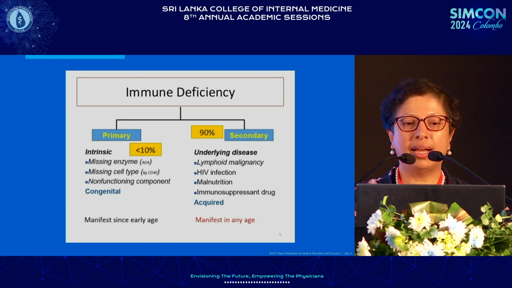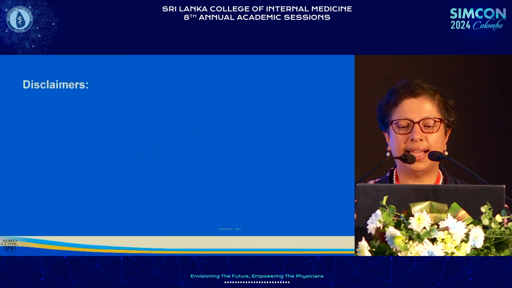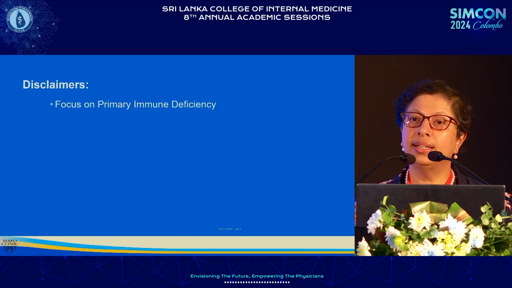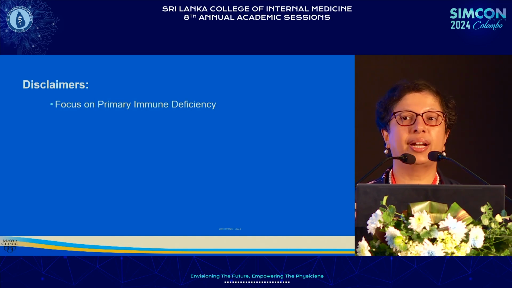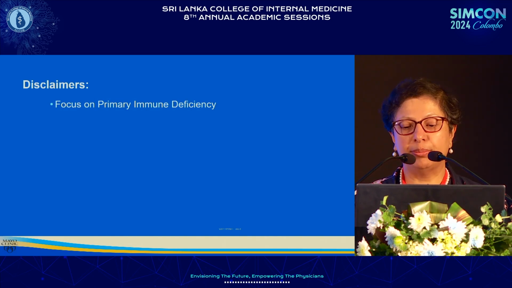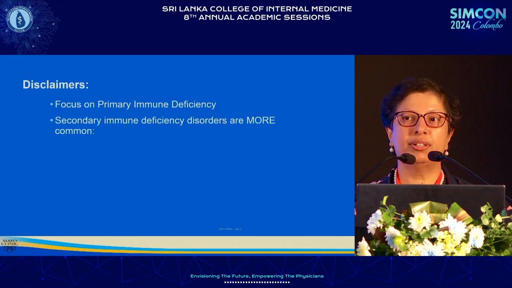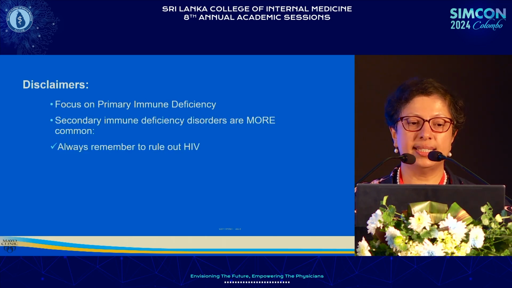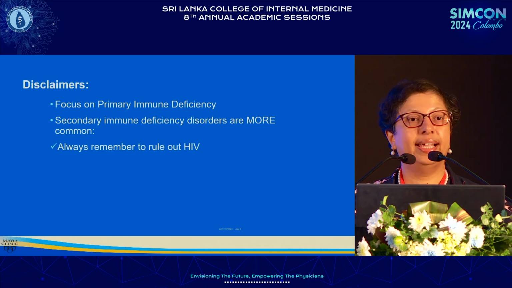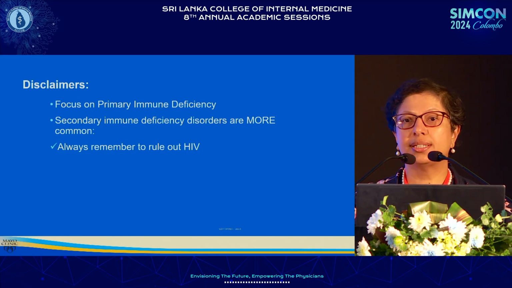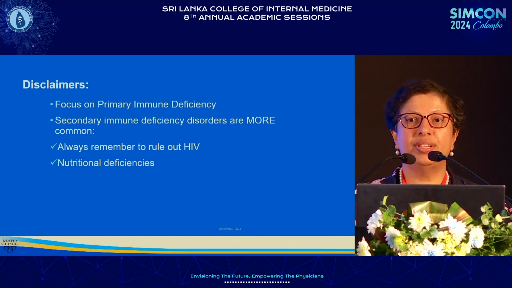So with that in mind, I want to have a little bit of disclaimers as we talk. The focus of this talk is going to be on primary immunodeficiency. That's my bread and butter practice every day. But we'll also talk about the more common phenomena of the secondary immunodeficiencies. Always remember to rule out HIV if you ever have a patient. I have made the mistake sometimes and I have paid the price. So something that has been ingrained in me is that, despite not having any risk factors, I always rule out HIV.